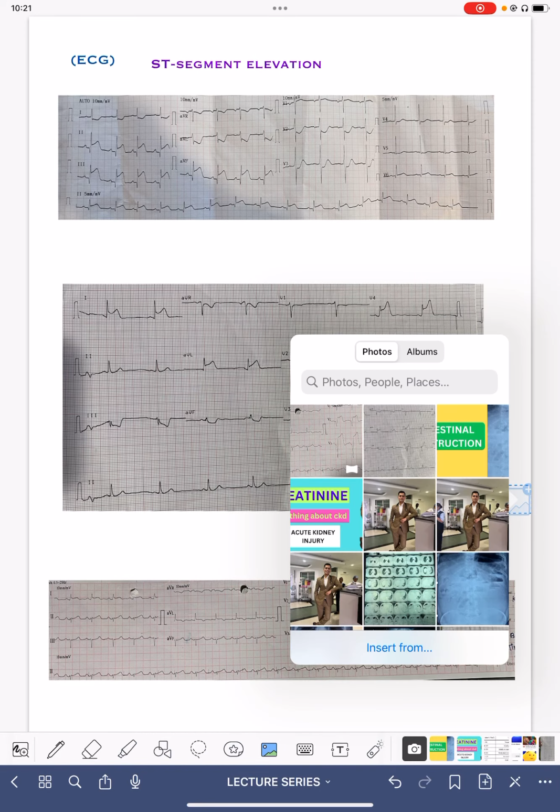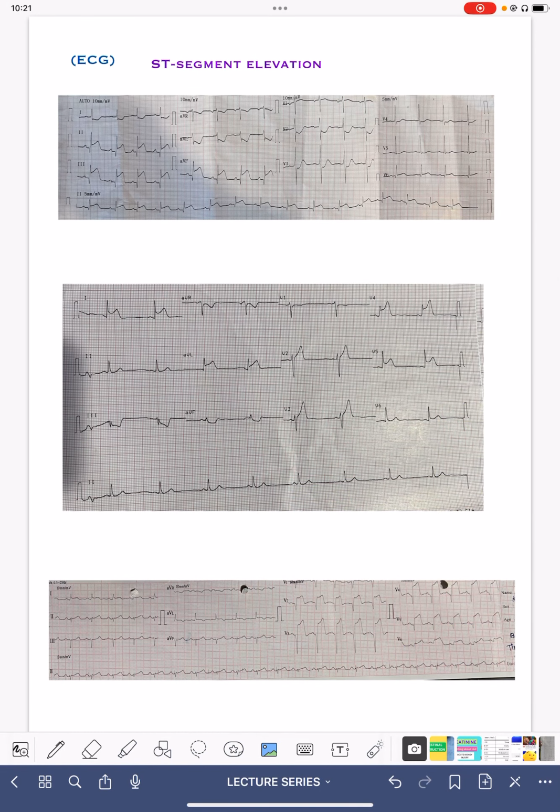This is the second part of this ST elevation MI. Now we have seen that ST elevation MI is very important. So we are talking about ST elevation MI, where we usually find the ST segment elevation. Now we'll be seeing three different ECGs.